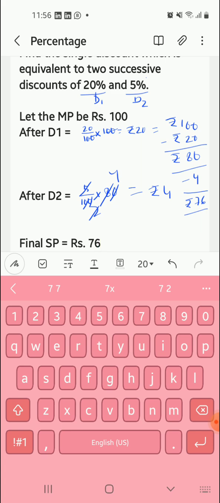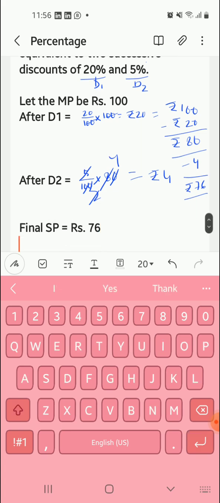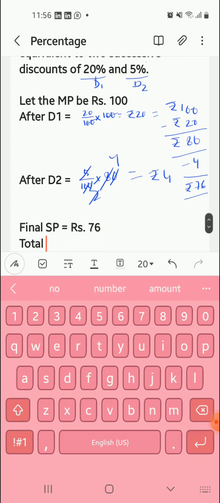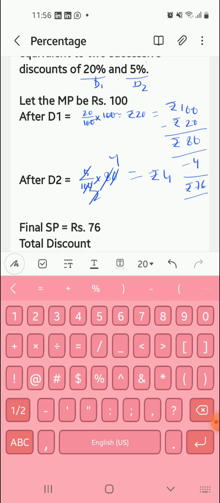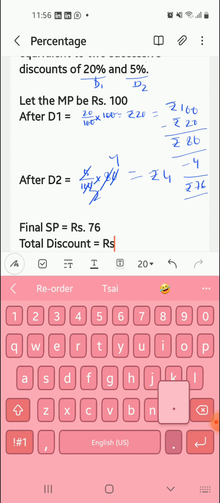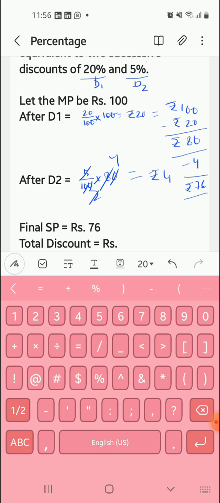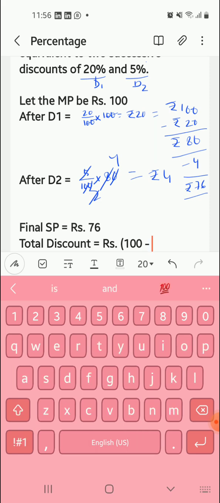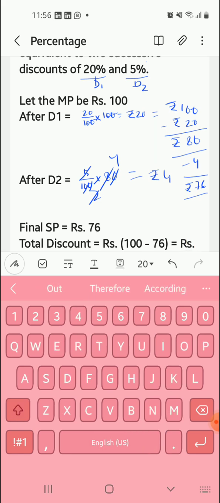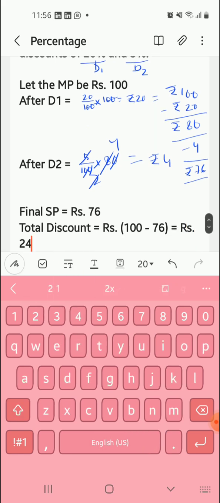Now the total discount we need to find out. So total discount is equal to, of course, rupees 100 that I had taken previously, minus 76. That comes to rupees 24. So this is coming to rupees 24.